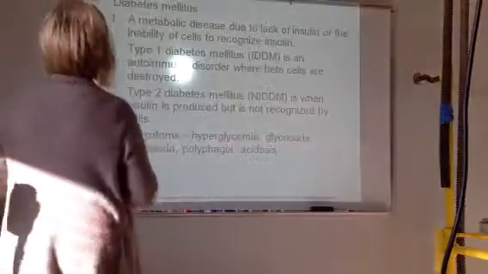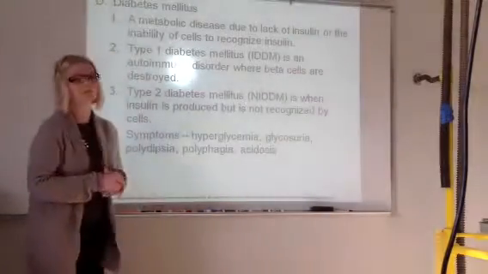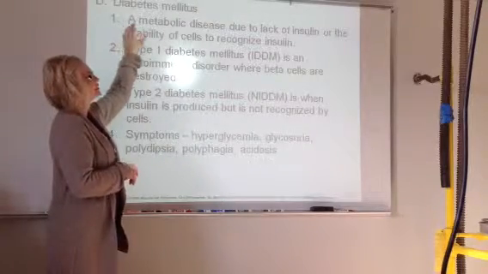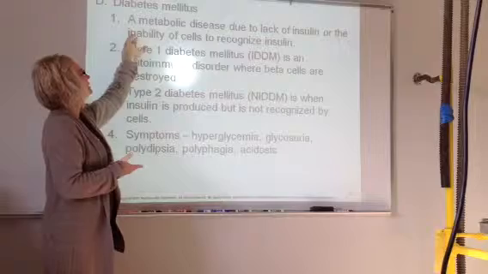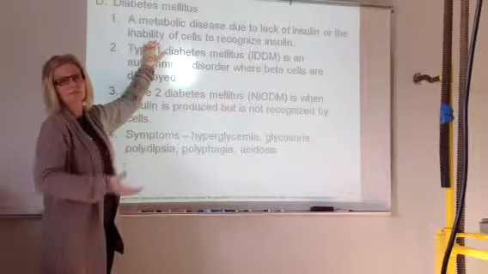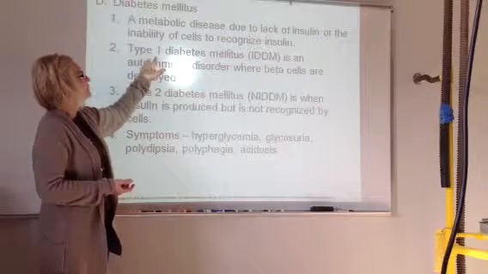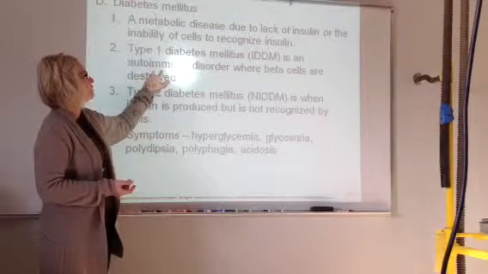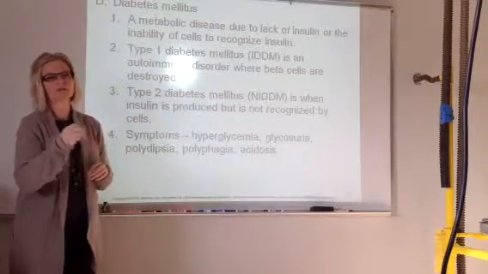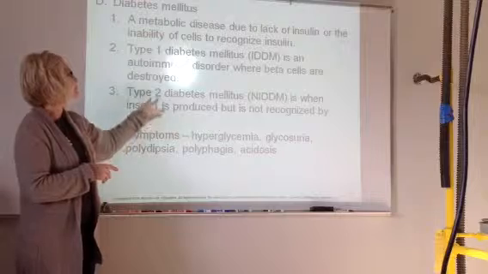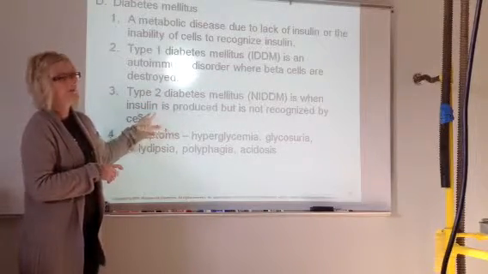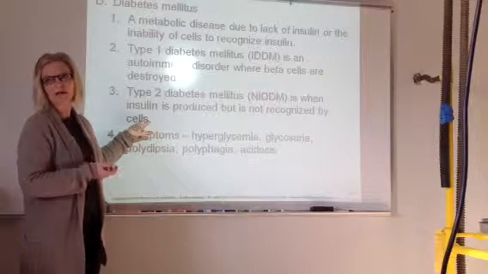So diabetes, very, very common endocrine disorder. Metabolic disease due to lack of insulin, or for some reason the inability for your insulin to be used. Type 1 diabetes is an autoimmune disorder. Your beta cells are basically non-functioning. Beta cells are destroyed. Type 2 diabetes is when insulin is produced, but it's not recognized by the cells.